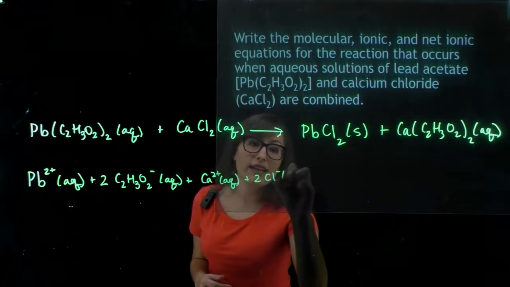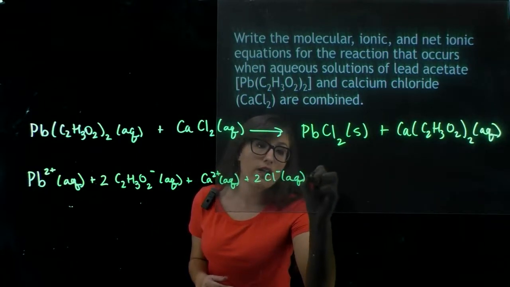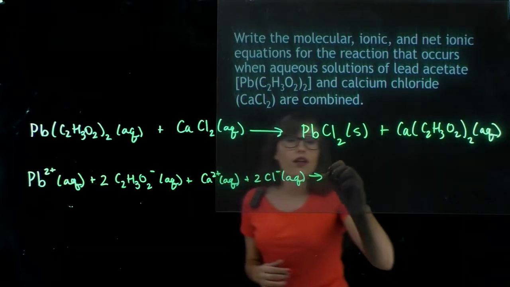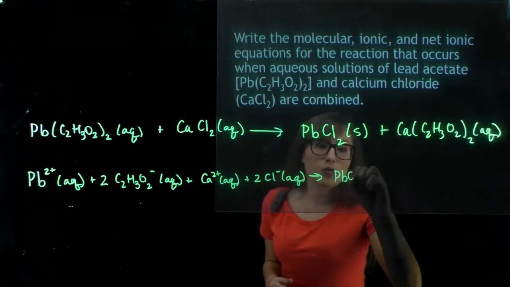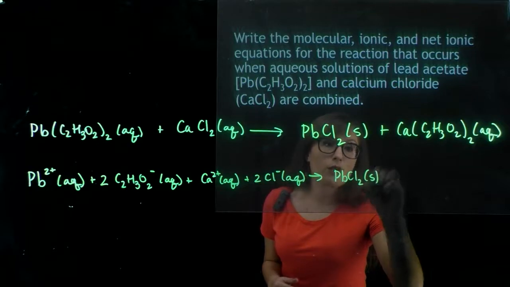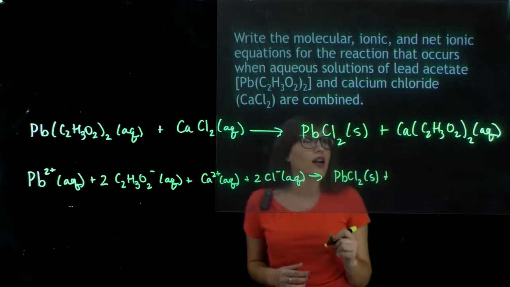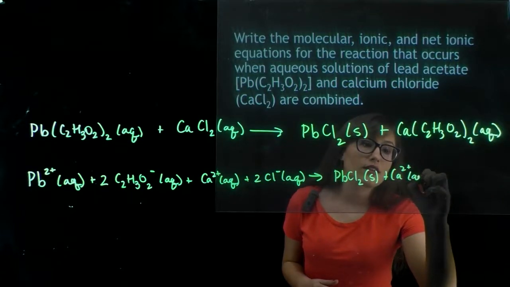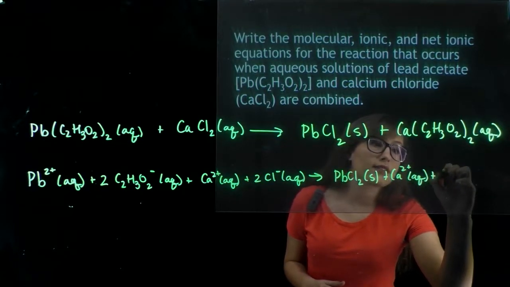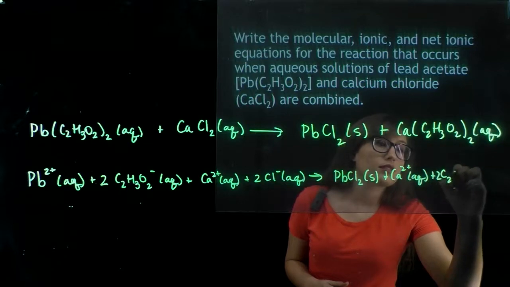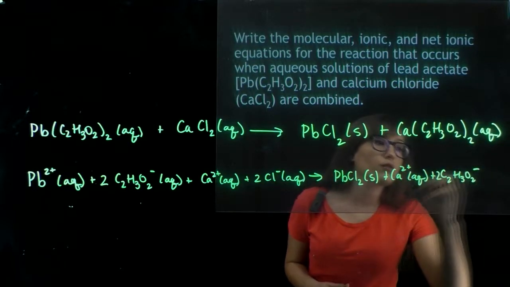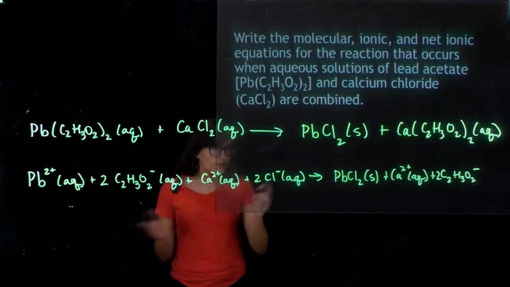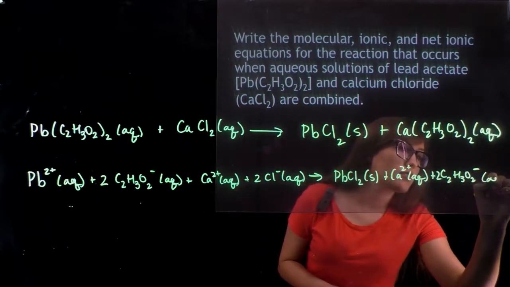2 Cl minuses, aqueous as well, goes on to form lead chloride, which is solid, so we do not break that up into its constituent ions. Then we go ahead and break this one up again, calcium 2 plus, aqueous, plus our 2 C2H3O2 acetate ions, which is also aqueous.